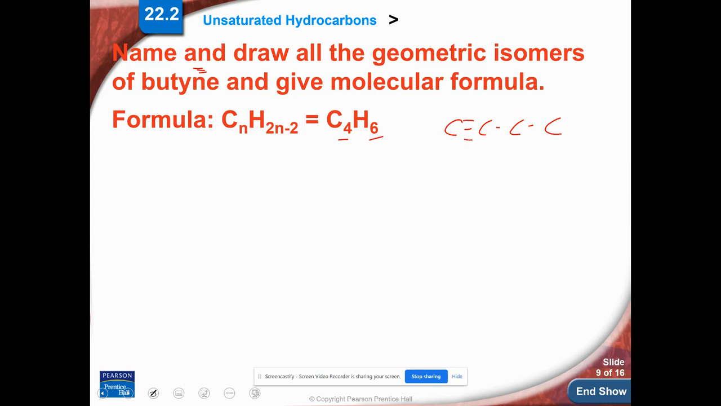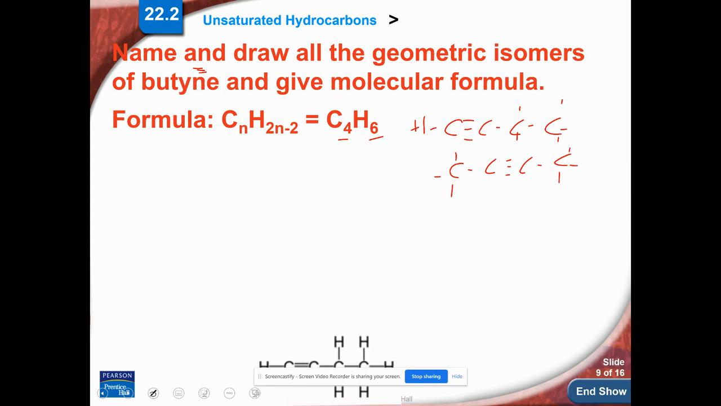I can put a triple bond there. Then I can do 1, 2, 3, 4, and now I can put the triple bond there. Can I put the triple bond on the other side, all the way on my right? No, because that's the same thing as the first one I drew. And then you have to make sure that every carbon gets 4 bonds around it, right? So then we would do all of those extra bonds. Okay?